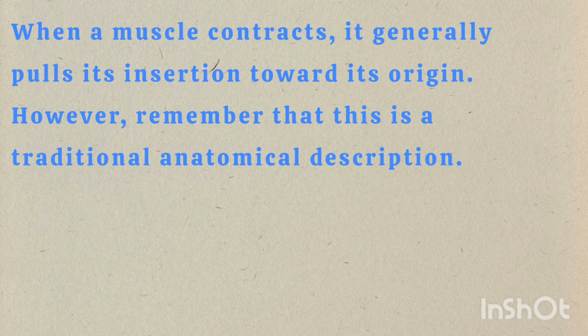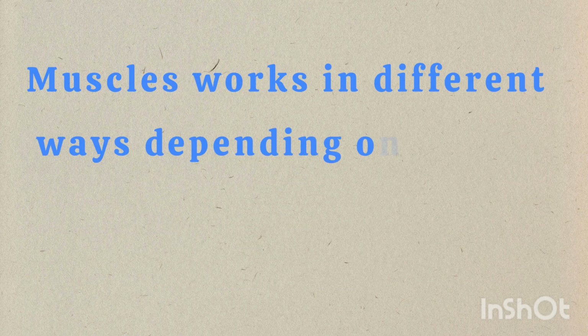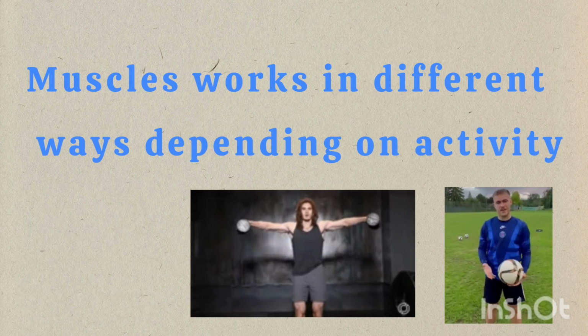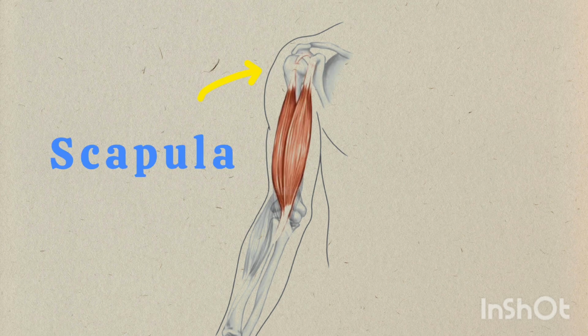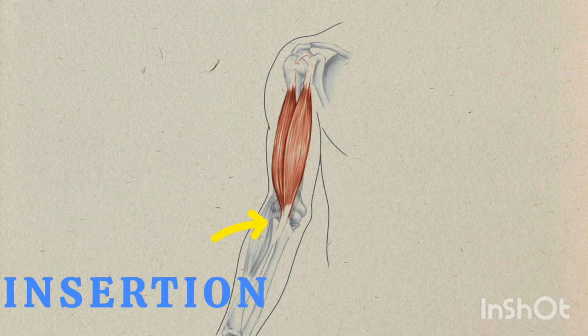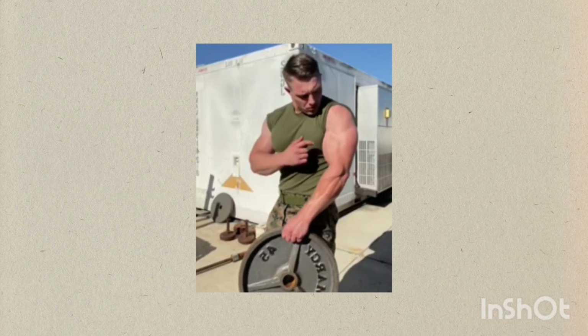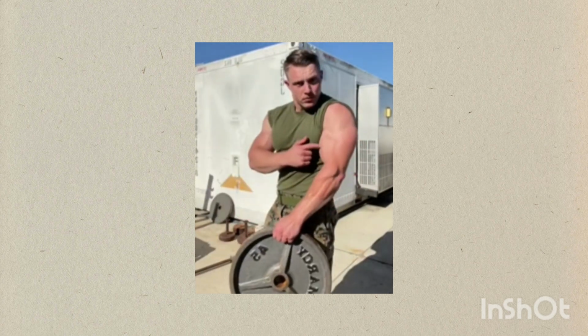However, remember that this is traditional anatomical description. In real movement, things can be more complicated because muscles can work in different ways depending on the activity. Let's take a simple example. Consider the biceps brachii. The biceps crosses the elbow joint and attaches proximally to the scapula and distally to the radius. Traditionally, its proximal attachments are considered its origin, while its distal attachment is the insertion. When the biceps contracts during elbow flexion, it produces a force that helps bring the forearm towards the upper arm.